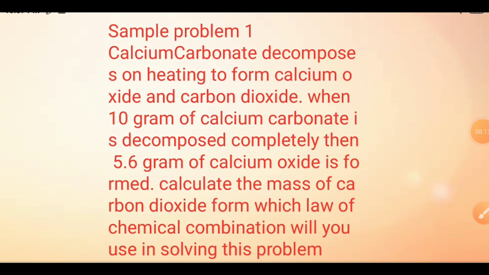Here two sample problems also I have included for your practice. So first sample problem is, calcium carbonate decomposes on heating to form calcium oxide and carbon dioxide. When 10 gram of calcium carbonate is decomposed completely, then 5.6 gram of calcium oxide is formed. Calculate the mass of carbon dioxide formed. Which law of chemical combination will you use in solving this problem?